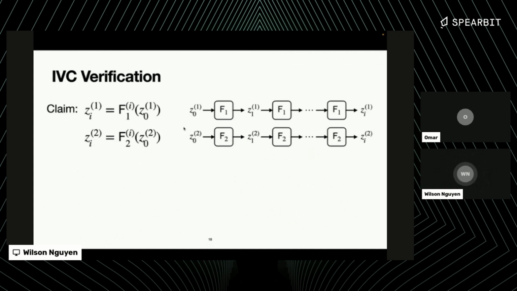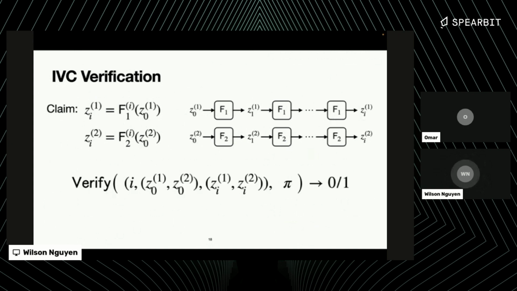Now, what is the claim that we'll have to verify for IVC over a cycle of curves? The claim is this: that we want to prove I iterations of a pair of functions over a pair of elements. And so now, instead of the diagram having just one chain of evaluations, we have two chains of evaluation. The verification algorithm for IVC will verify the claim that we've done I iterations of a pair of functions. It'll take in a proof of this claim, and it'll output accept or reject.